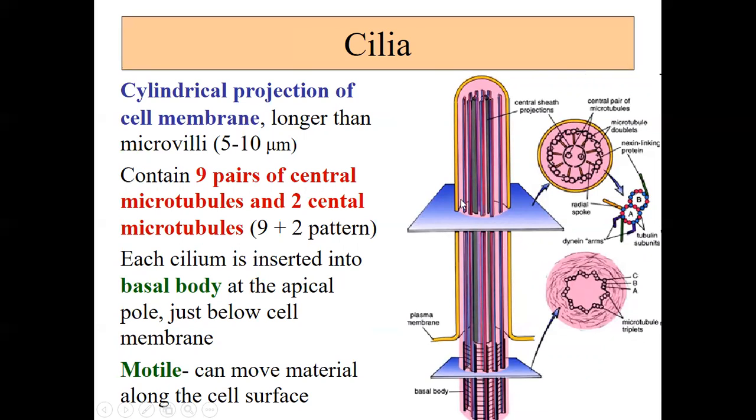And each cilium, which is the singular form of cilia (cilia is plural), is inserted into the basal body. So if you see here, this is the plasma membrane, and this is the basal body. It is inserted into the basal body, and the basal body is located below the cell membrane. What is special about the cilia here is that it is motile, it can move material along the cell surface.